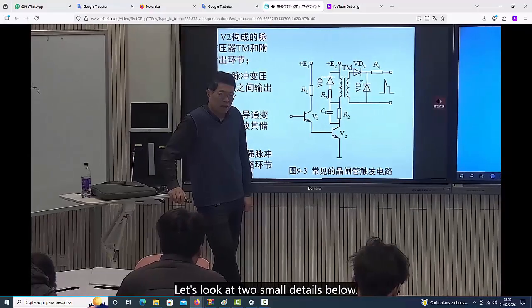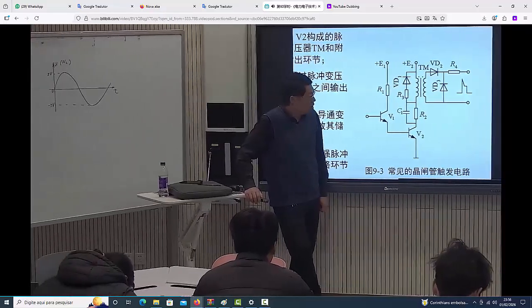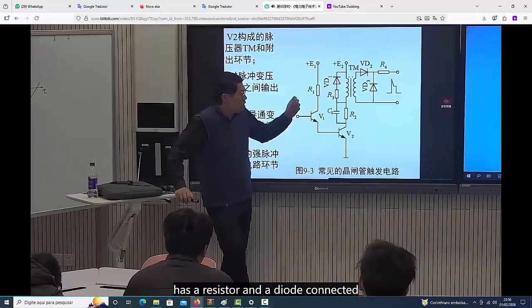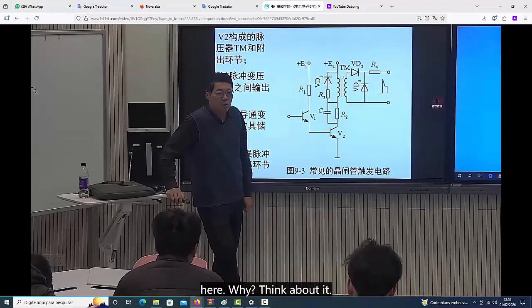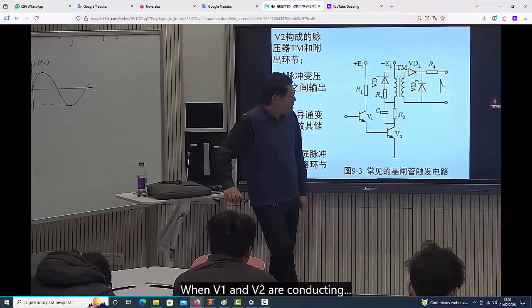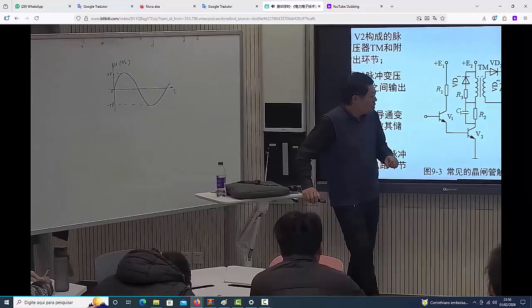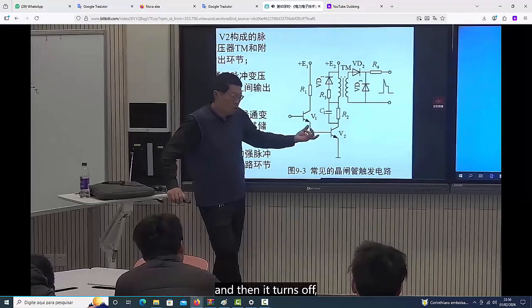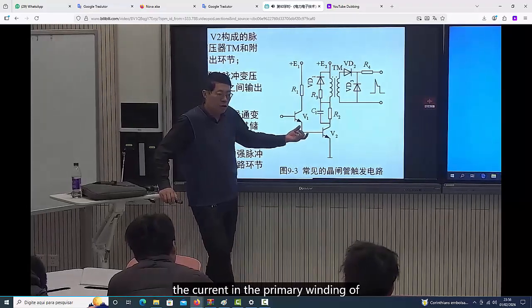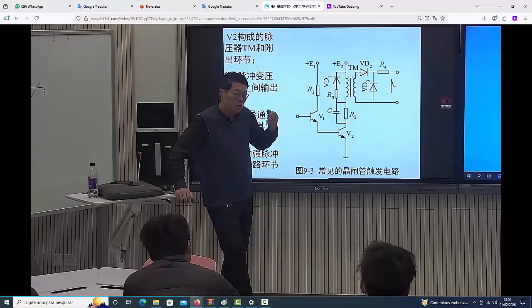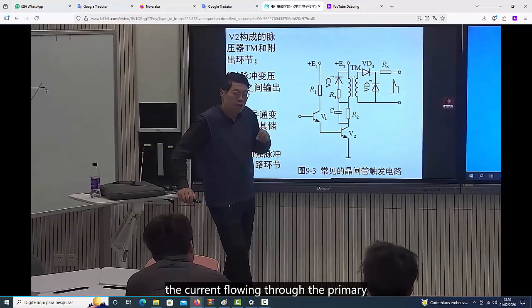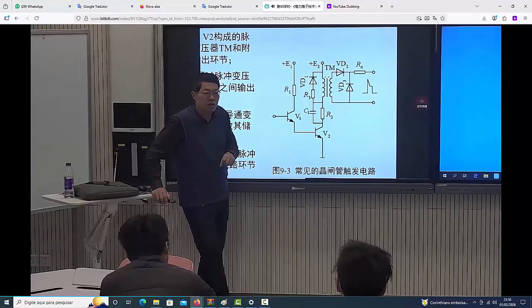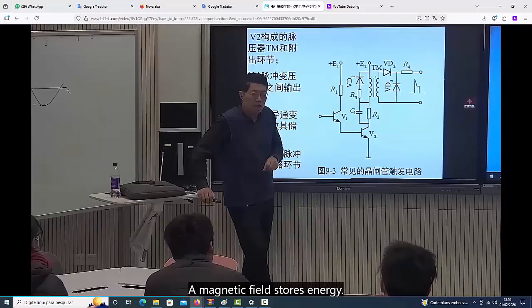Let's look at two small details below. First, the primary winding of the transformer has a resistor and a diode connected here. Why? Think about it. When V1 and V2 are conducting, if a current flows through and then it turns off, the current in the primary winding of the transformer should instantly drop to zero. However, the current flowing through the primary winding necessarily means that there is a magnetic field inside the transformer. A magnetic field stores energy.